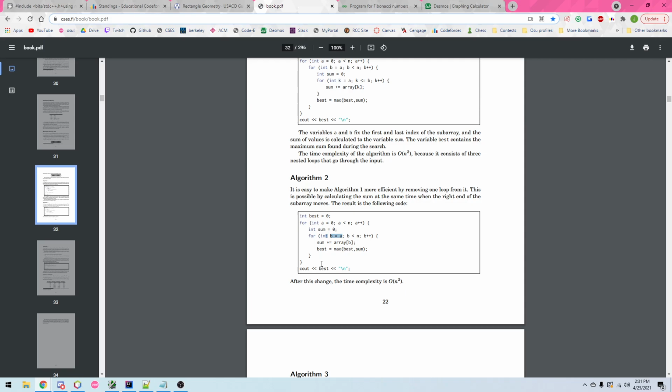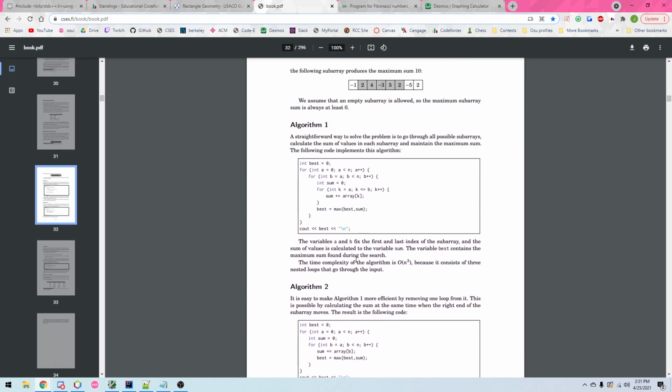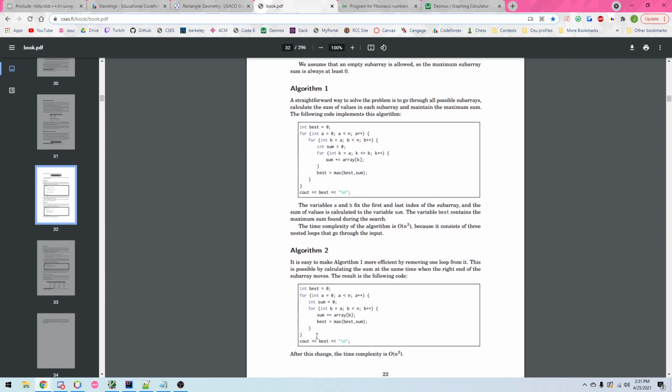Wait, let me see if I'm understanding this right actually. B to A, or B equals A all the way to n. Wait, Sebastian, how does this get subarrays that don't reach the end? How would this get that, for example? Were you asking me? Yeah, 'cause B still loops until n. I read this earlier and it made sense, and maybe I'm just missing something. Okay, wait, which part? Yeah.